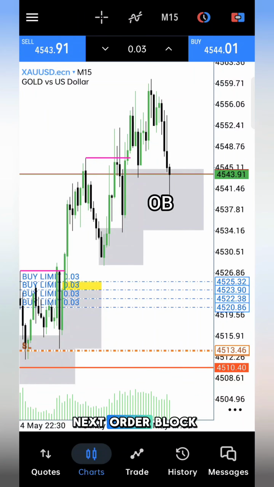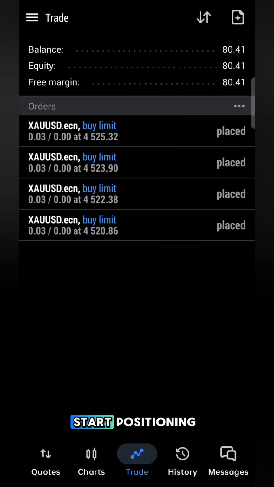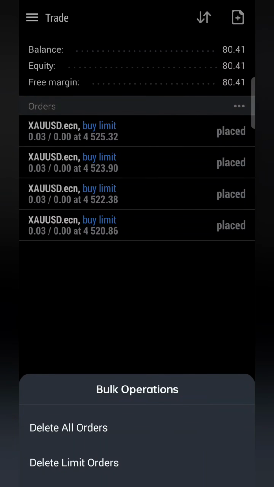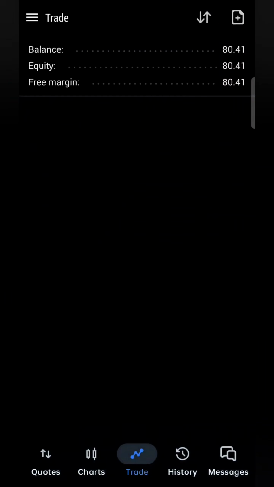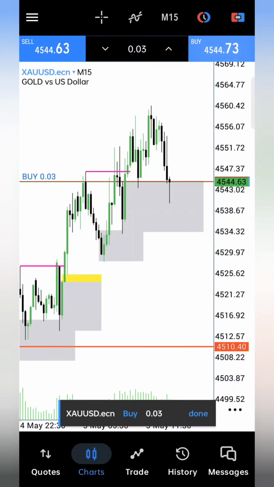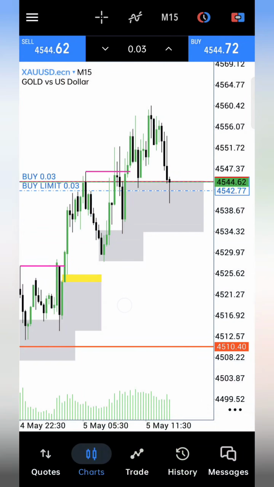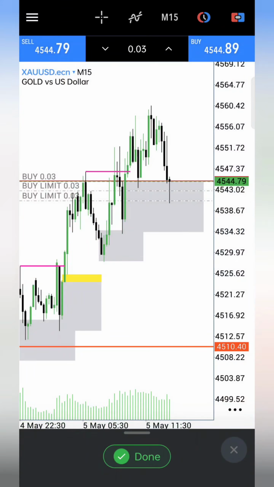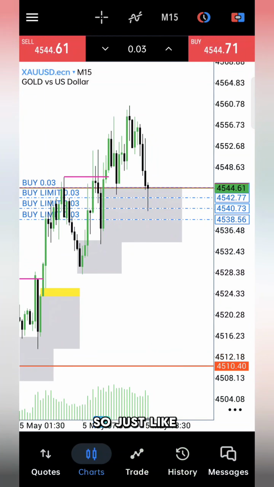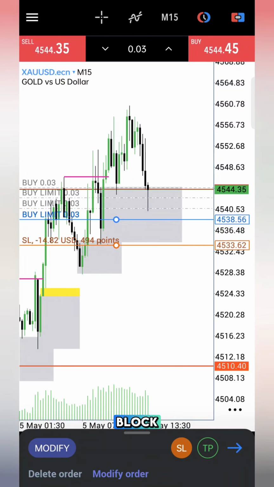This marks the next order block zone, where price has already begun to trade into the area. From here, I'll start positioning my pending orders, aligning with this zone for potential continuation. So I deleted the previous pending orders. So just like before, we will place our stop losses below the order block.